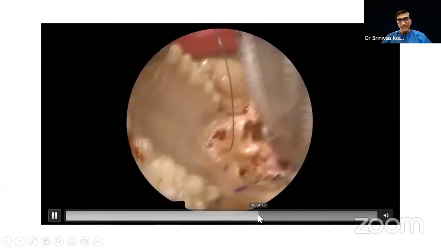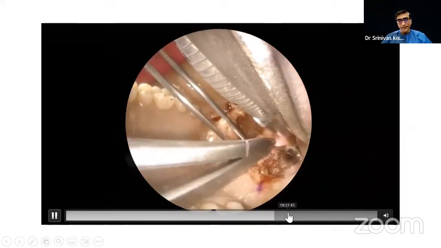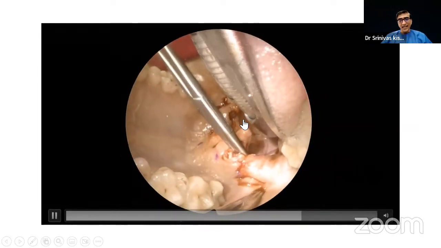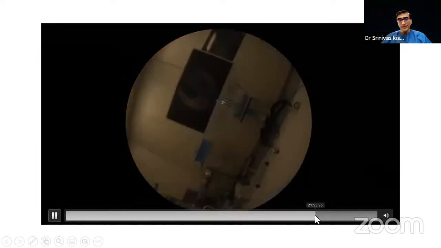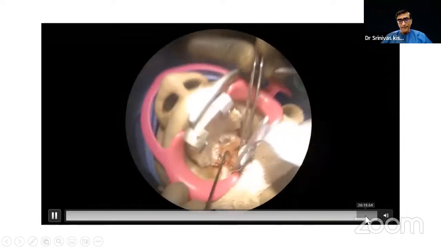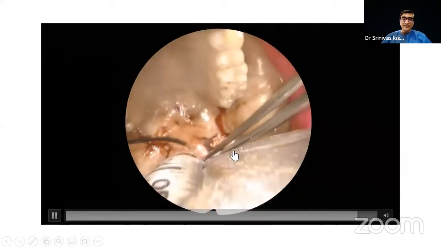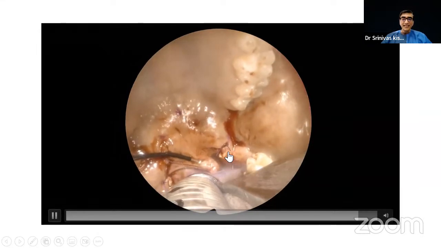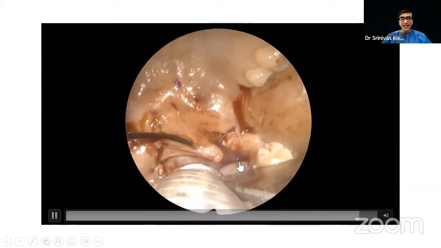Once that is done, you come into the midline and you repeat the same thing on the opposite side. And you can see how beautifully the opposite side has also come up. Now I'm using the 55 to channel the uvula so that it shrinks, so that you get a beautiful stumped uvula at the end of the procedure.